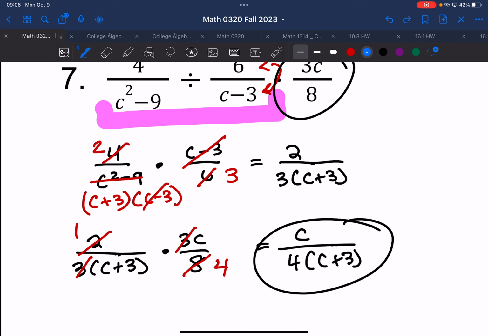Yeah, we can only cancel these things out because notice everything we're canceling out is being multiplied by each other. So we're able to cancel.